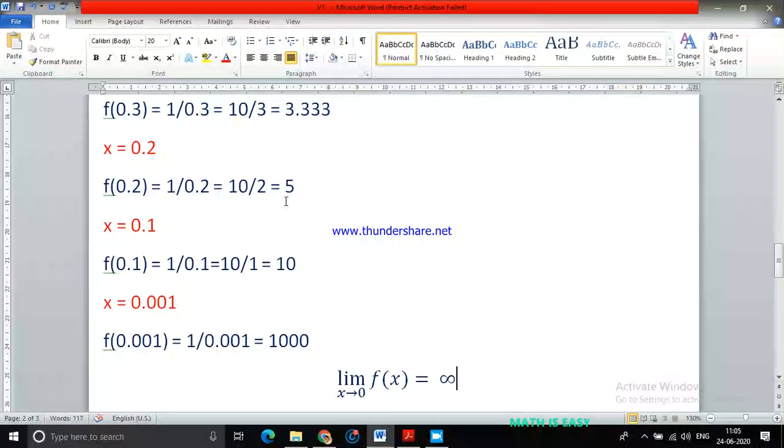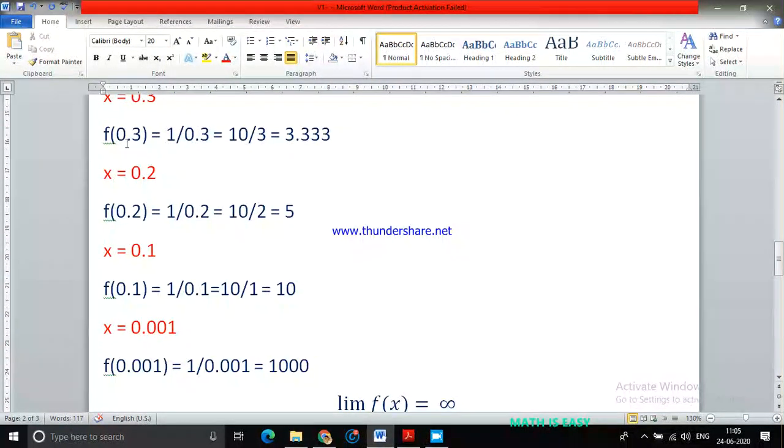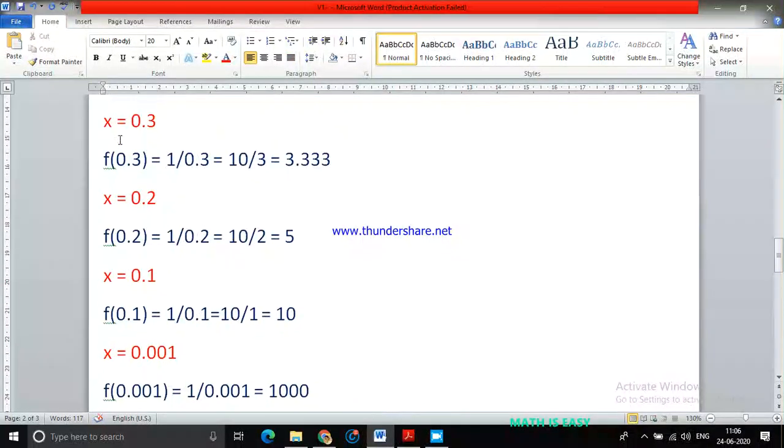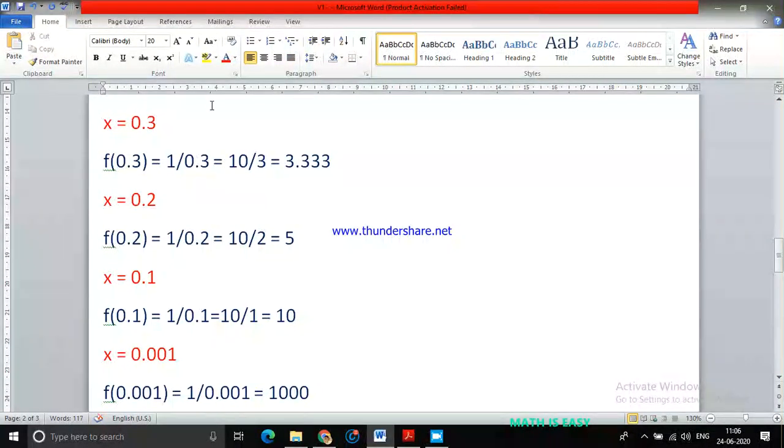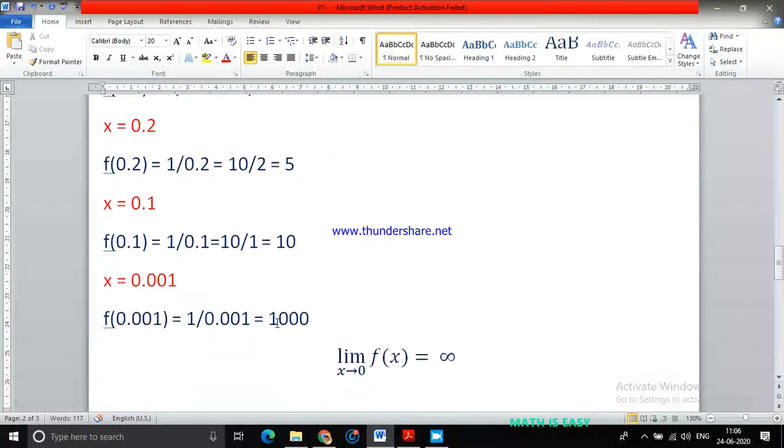Now similarly, if I put minus values, if x is minus 0.3, then you'll get minus 3.333. If x is minus 0.2, then you'll get minus 5. If x is minus 0.1, you'll get minus 10. Here also if I put minus, then you'll get minus.